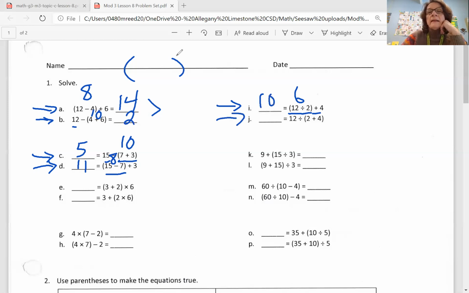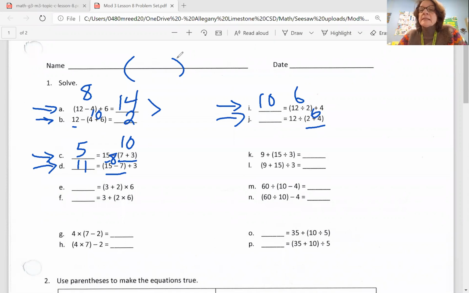All right. Let's look at the next one. Same exact number sentence, blank equals 12 divided by 2 plus 4. But this time, the 2 plus 4 is in parentheses. I'm going to erase these lines here just so we have room to show our work. So remember, we do what's in parentheses first. 2 plus 4 is in parentheses. 2 plus 4 is 6, so I'll put my 6 right here. And then I've got 12 divided by 6.